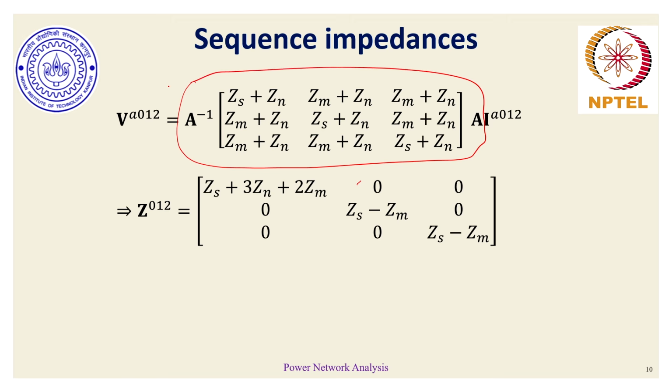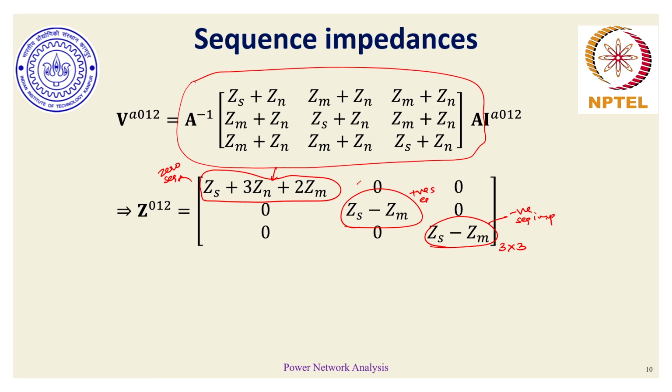The value of capital A has already been discussed in the previous few lectures. And now if I evaluate this expression, I would get this 3 cross 3 matrix, and I would call the first element here the zero sequence impedance, the second component the positive sequence impedance, and the third component, which is coincidentally the same as the positive sequence impedance, the negative sequence impedance. How do I arrive at it?